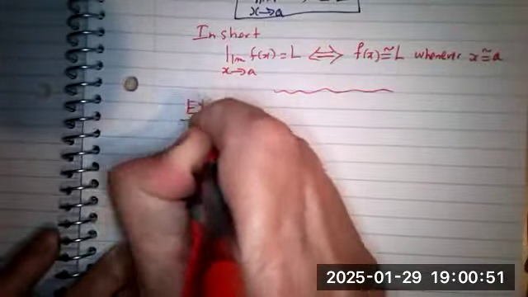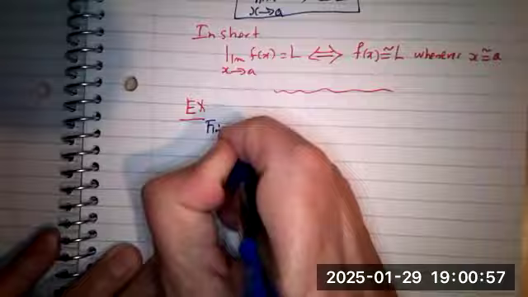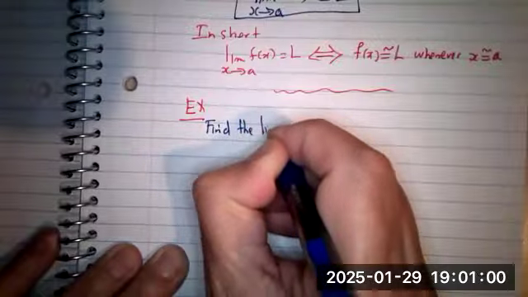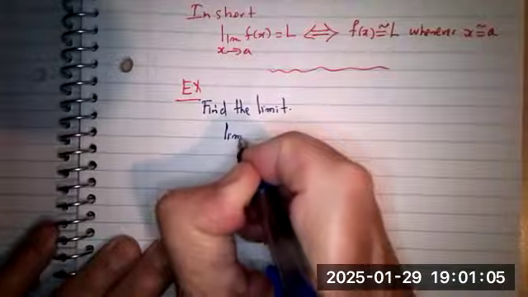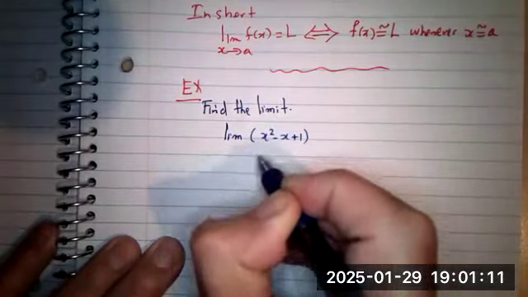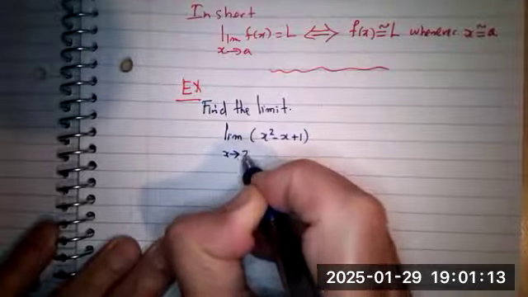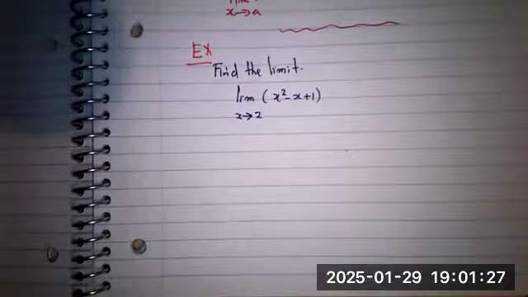Example: we wanted to find the limit. How about this limit? Limit of x squared minus x plus 1 when x goes to 2. See, at the moment, okay? Later on, it will be simplified.